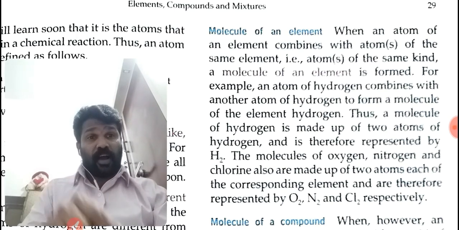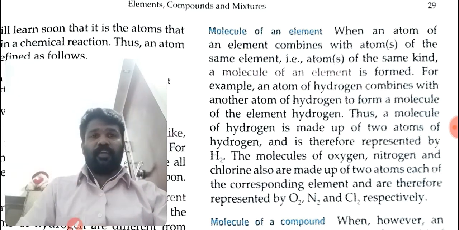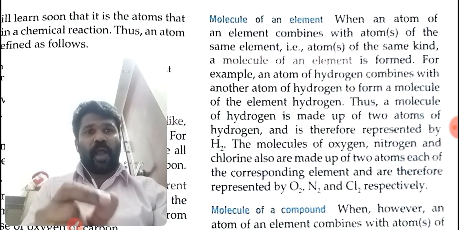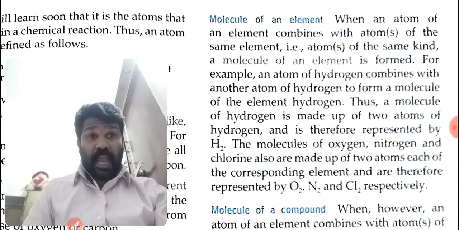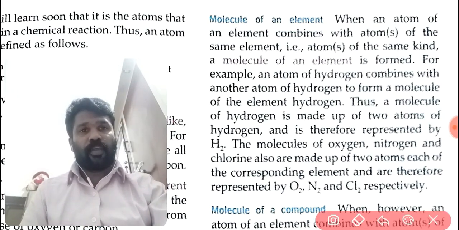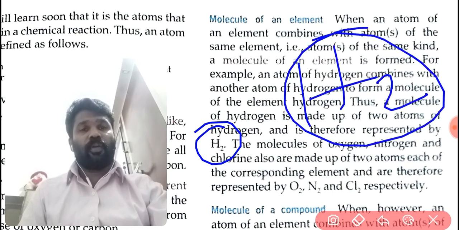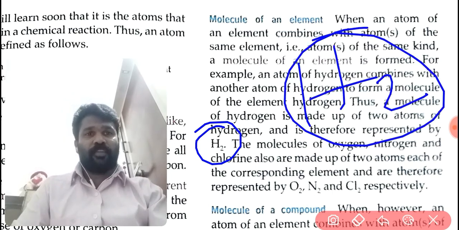Thus, a molecule of hydrogen is made up of two atoms of hydrogen, and is therefore represented by H2. This H2 is called the molecular formula of hydrogen.